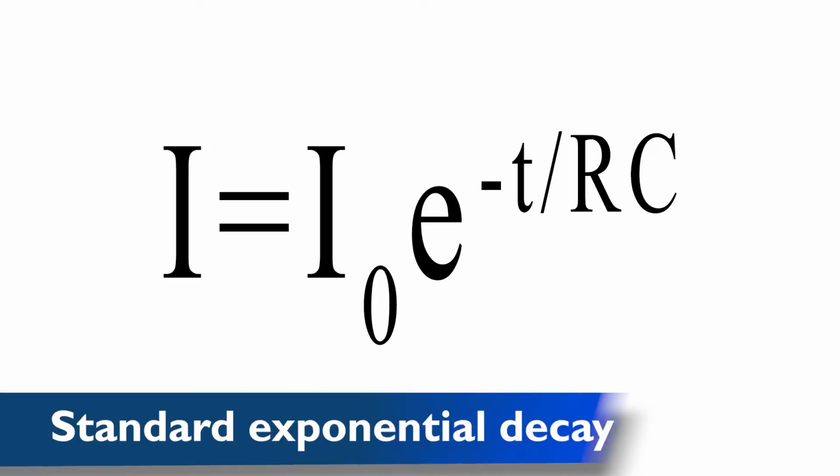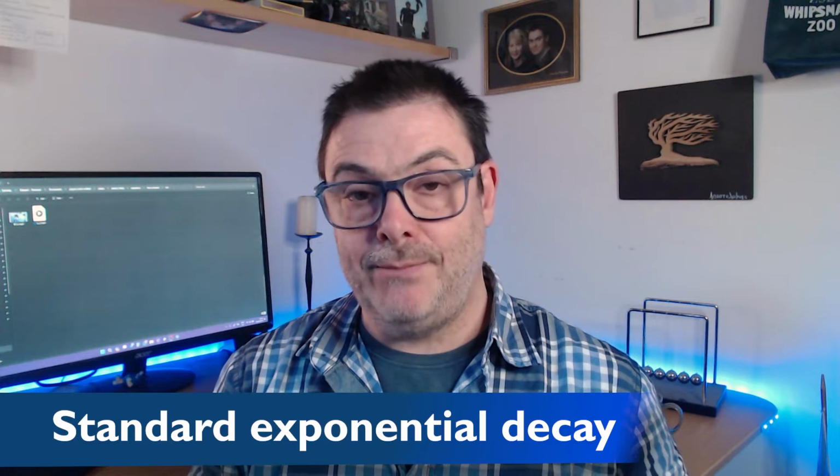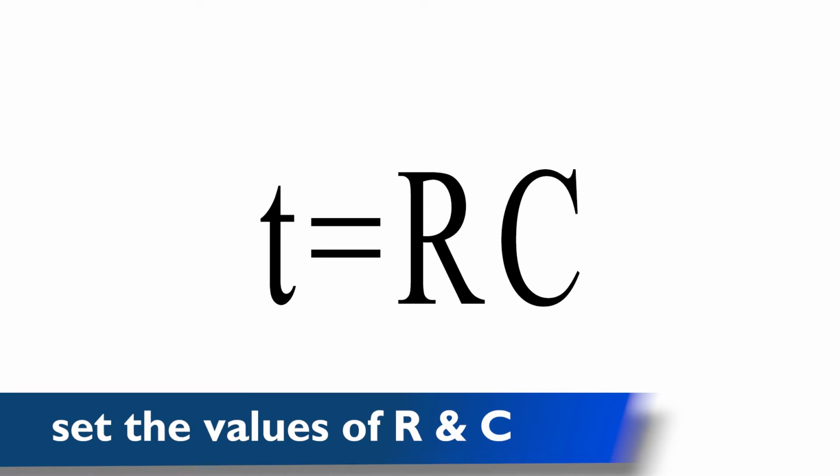The discharging formula for the current in a capacitor is given by I equals I0 e to the minus t over RC. This formula can be used to give us the amount of current that will flow in the circuit at any time, assuming we know the values of RC, the time constant, and also the initial current. What happens if we set the value of time equal to RC? In other words, they both have the same value in seconds.